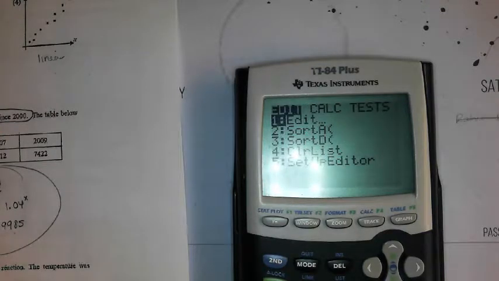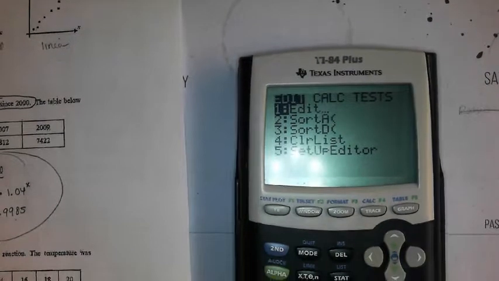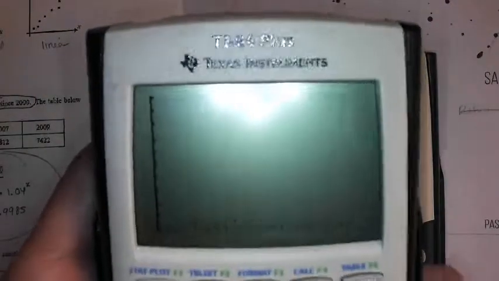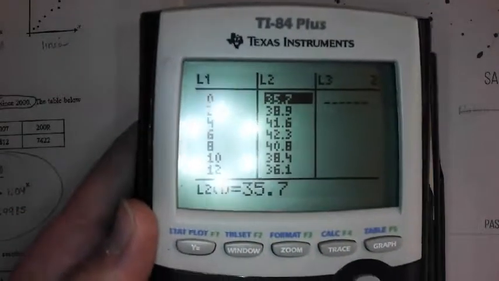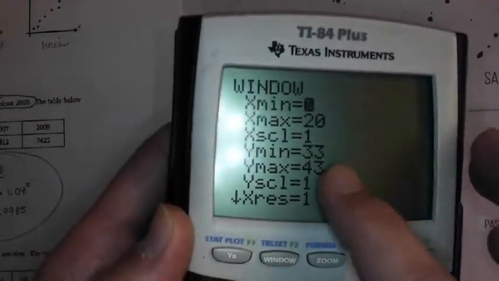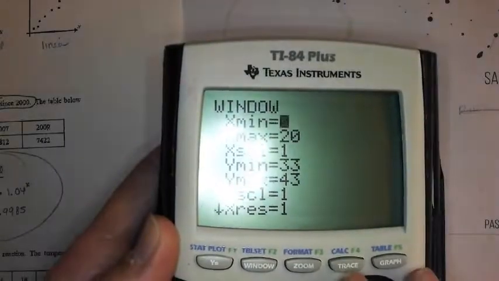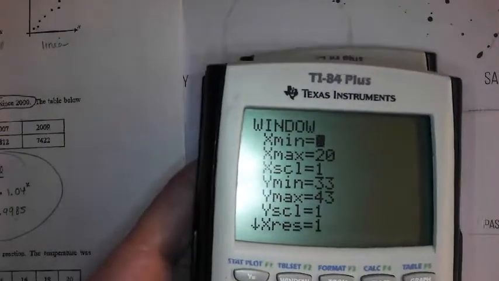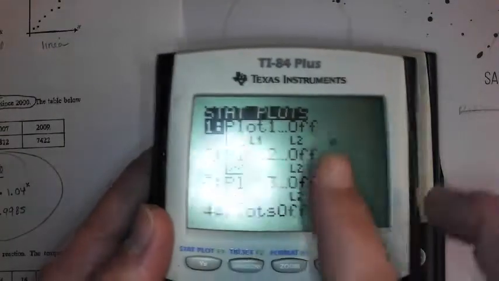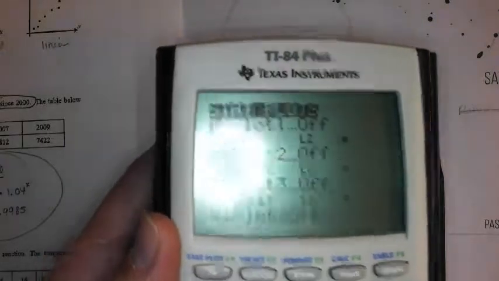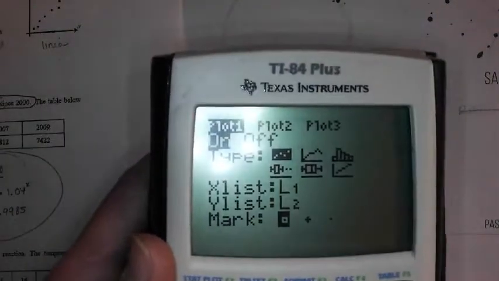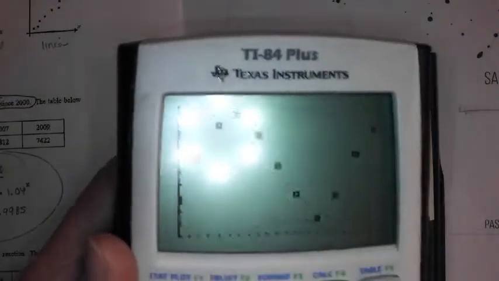Are we all good? Lydia? Okay. Bring me your thing. Hers isn't showing anything. So she's got her lists in. They're all there. She's got her window in. Good. Did you turn your stat plot on? Second y equals. She doesn't have anything on. Of course it's not going to show you a scatter plot if you didn't tell it to turn it on, okay? Now we should be good.